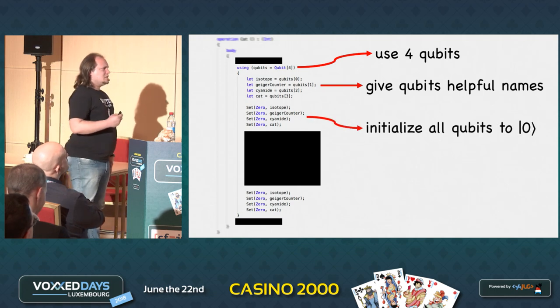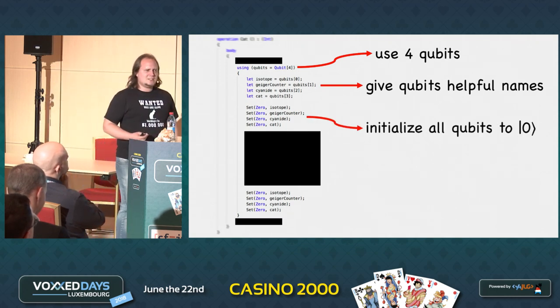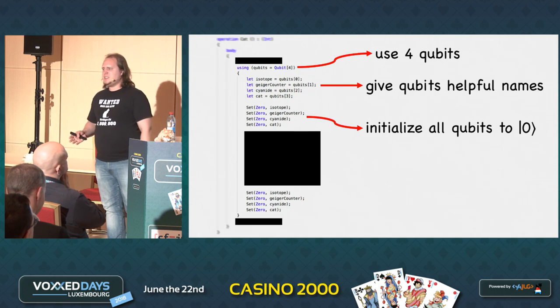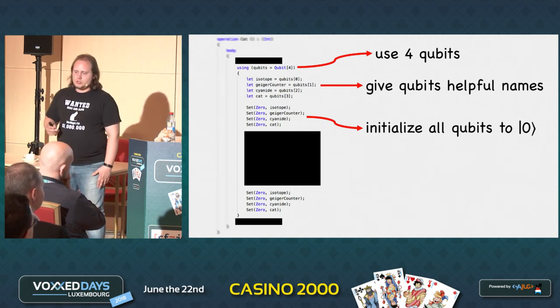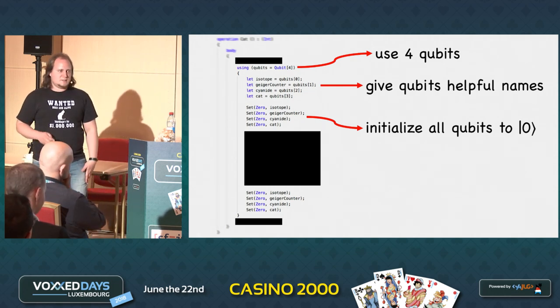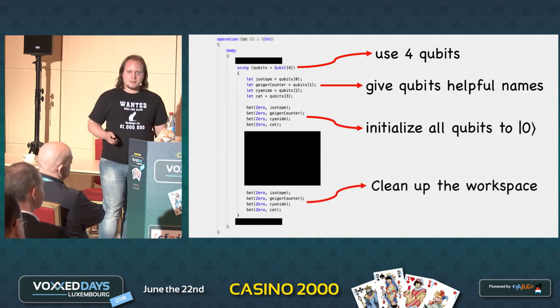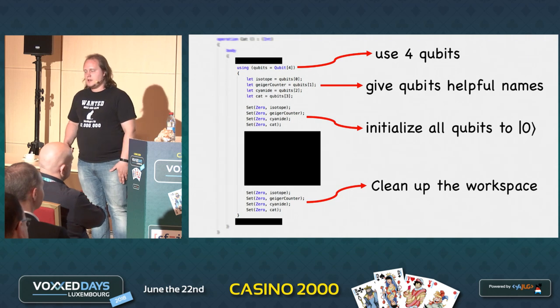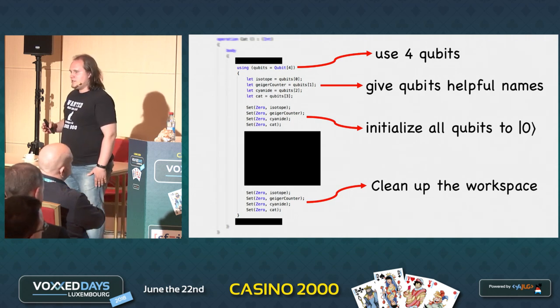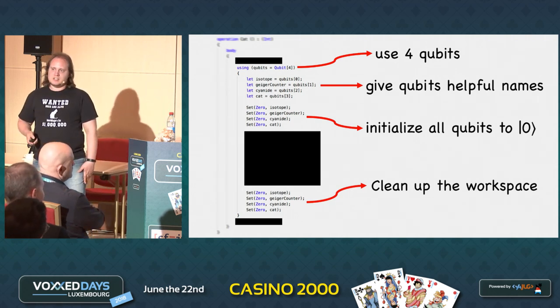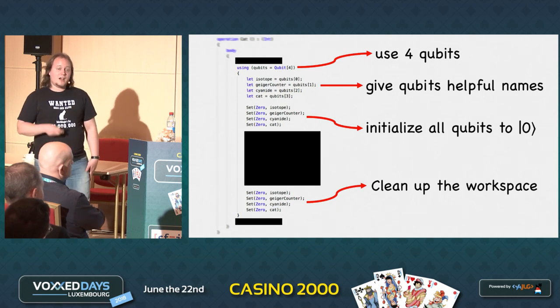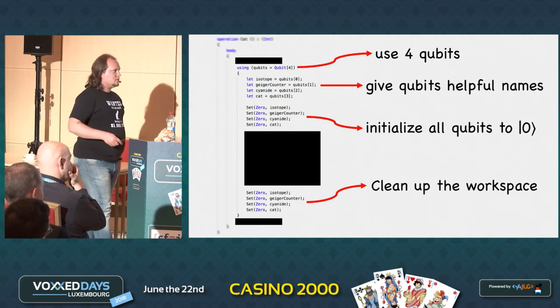And now we have to initialize all of those qubits to 0. The IBM Quantum Experience did this for us. Q# makes us do this explicitly. And we even have to clean up after ourselves, set them all back to 0 in the end. Those are limitations that Microsoft decided to put into the language. And there are good reasons for them to do it.